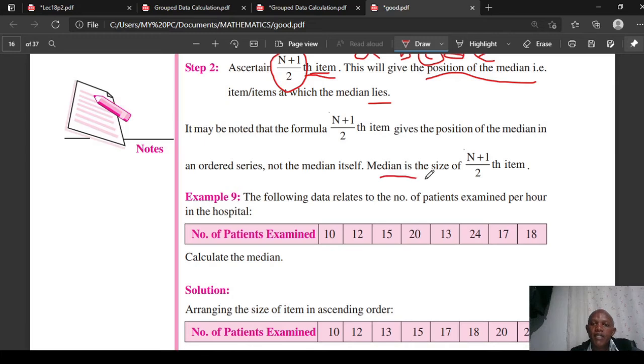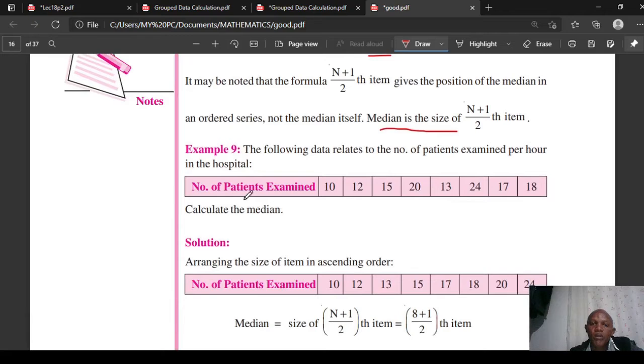This size of n plus 1 over 2. For example, can you find the median of the following? The following data relates to the number of patients examined per hour in a hospital. The number of patients examined here is 10, 12, 15, 20, 13, 24, 17, and 18. Calculate the median. So what are we supposed to do here?